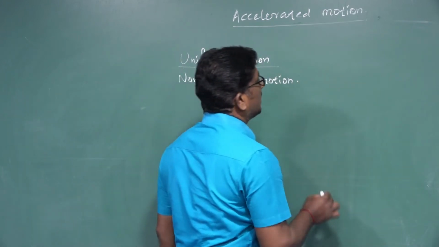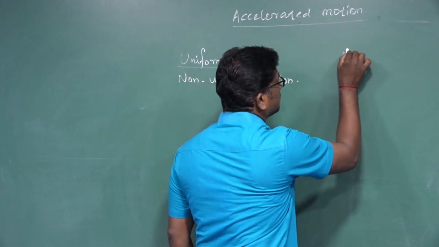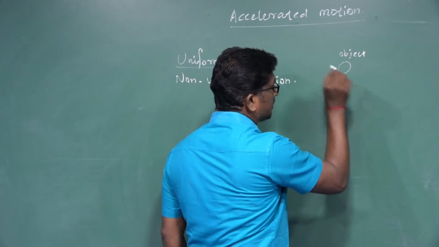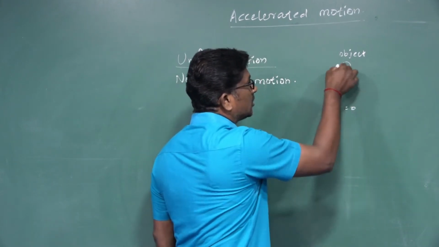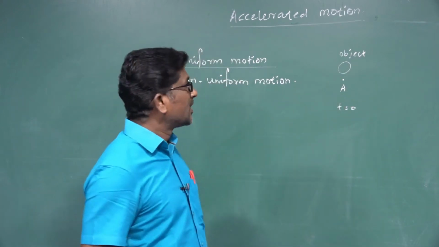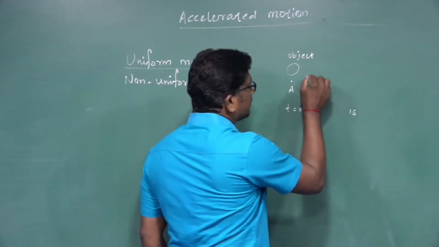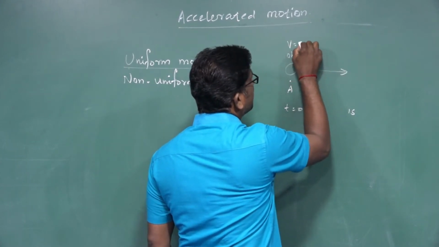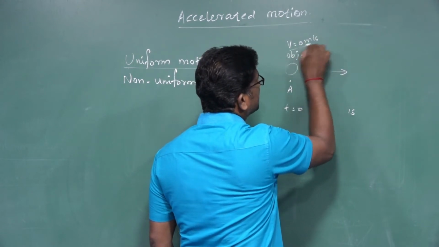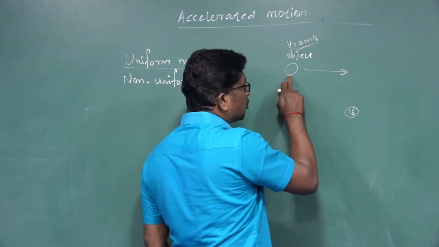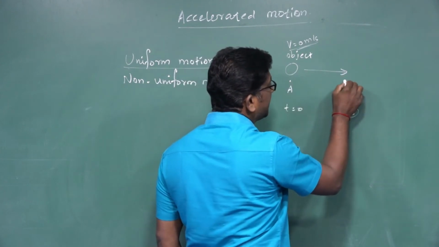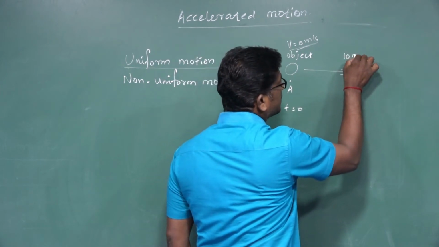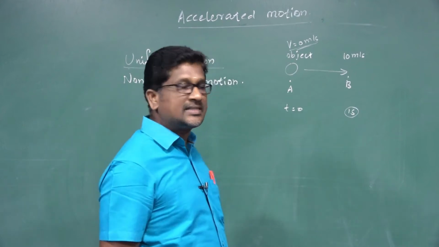Suppose let us consider an object which is at position A at time t equal to 0. Suppose here the velocity of the particle is 0 meter per second. After 1 second, the position of the particle changes from point A to B. At this point B, the velocity of the particle is, for example, 10 meter per second.